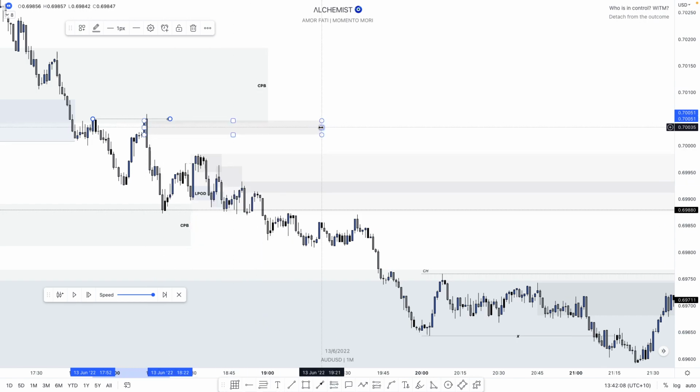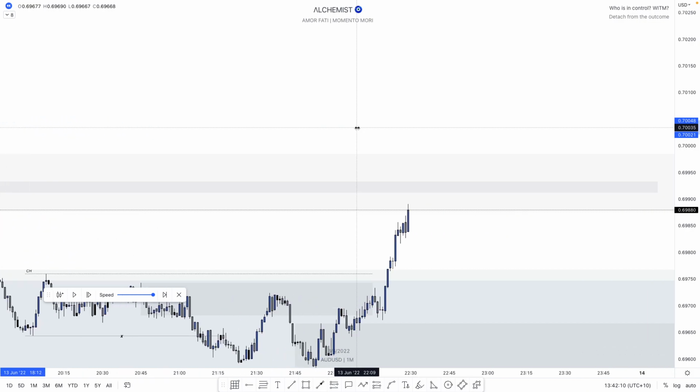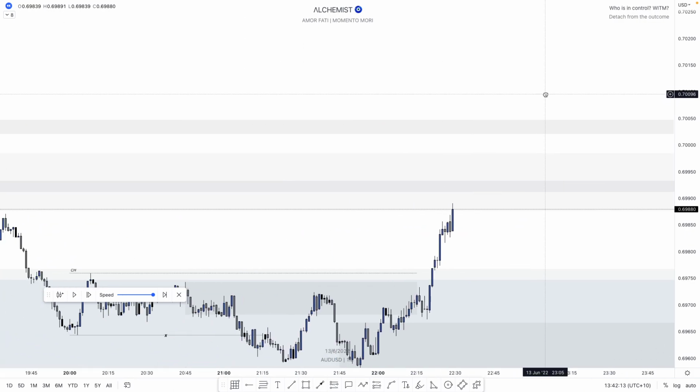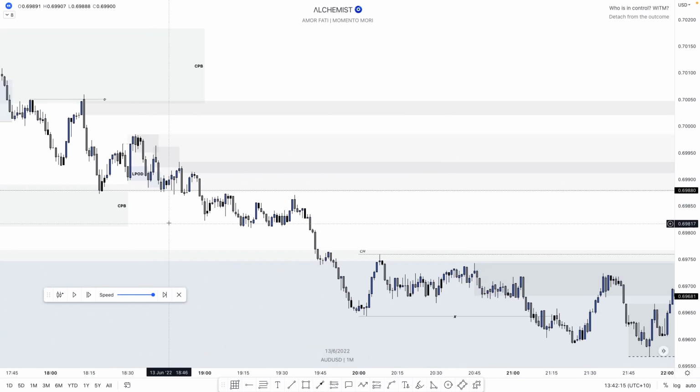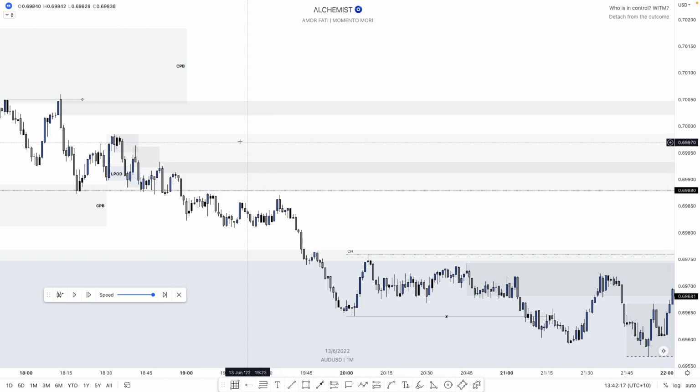Off this guy here, I would be happy to place a limit, but off anything off a flip zone, I will not place a limit. I would wait to see one of my liquidation models play out, or I would wait to see a reaction at that level, another change of character, and then I would enter off of that one.